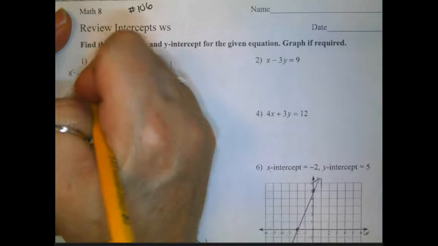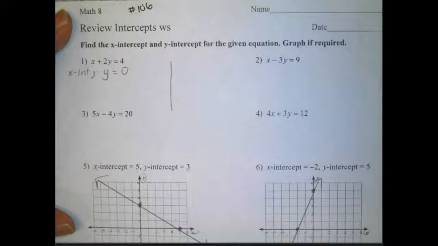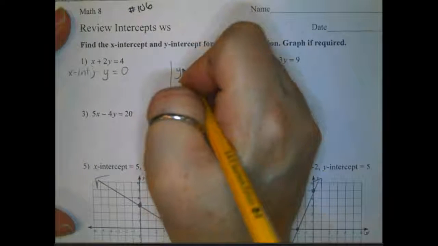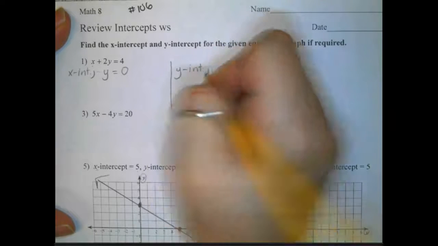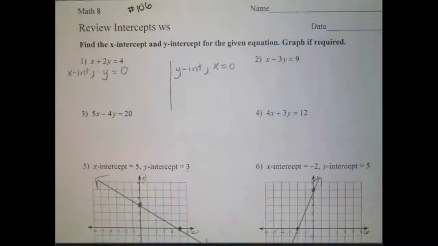On one side, I'm going to write x-intercept, y is equal to 0. And on the other side, I'm going to write y-intercept, x is equal to 0. All right, so while you're writing that, I'll explain why.